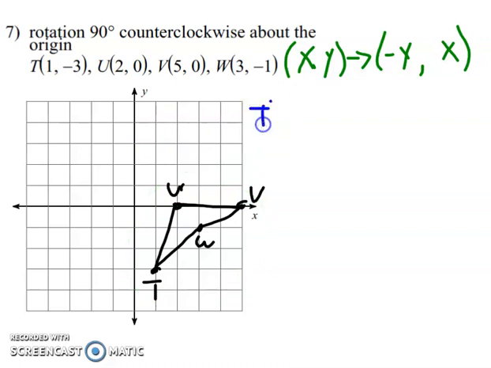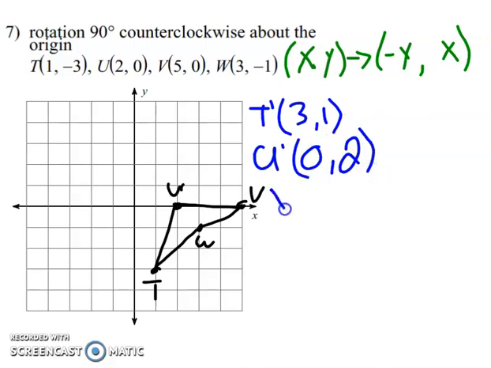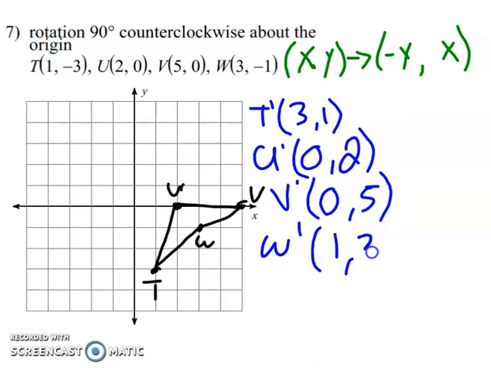So T prime, we switch our x and y, but we take the opposite y. The y is currently negative 3, so now it's going to be positive 3, comma 1. U prime is going to be the opposite of 0, which is still 0, comma 2. V prime is going to be the opposite of 0, which is still 0, and my x stays the same. And W prime is going to be the opposite of negative 1, which is positive 1, and my x of 3 stays the same. So now, let's graph them.